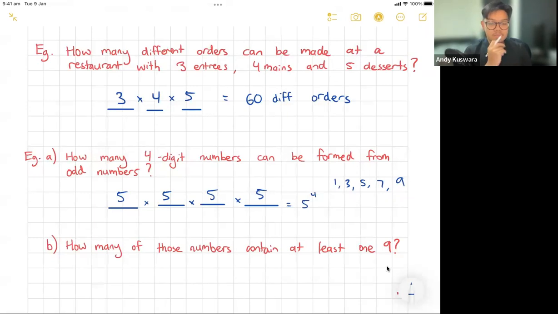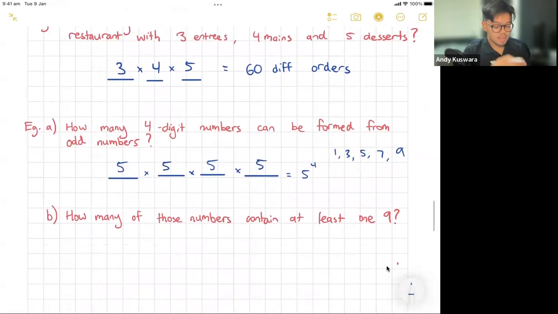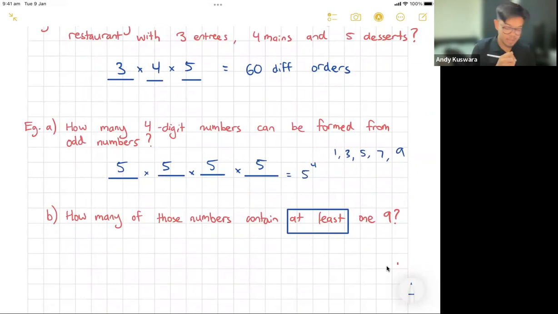Now it says, how many of those numbers contain at least one 9? With a question like this, I want you to be careful. Whenever we see this kind of phrasing, at least, it's easier to find how many have no 9s. The opposite of at least one 9 is no 9s at all. I'll just say no 9s. How about that?